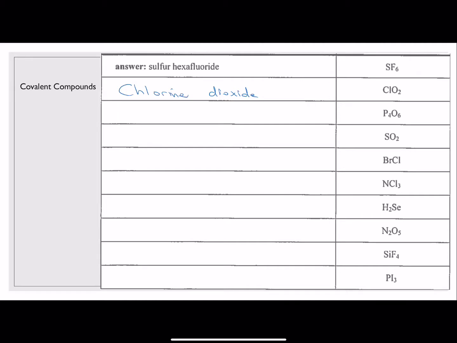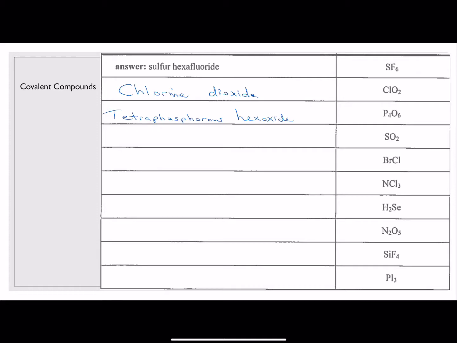The next one, I have more than one phosphorus to start out, so I'm going to have to call this tetra phosphorus because I use the prefix tetra for 4 of something. And then I need to use hex as my prefix for the oxygen. So instead of saying hexaoxide, we drop the vowel at the end of the hexa, and we just call that hexoxide.